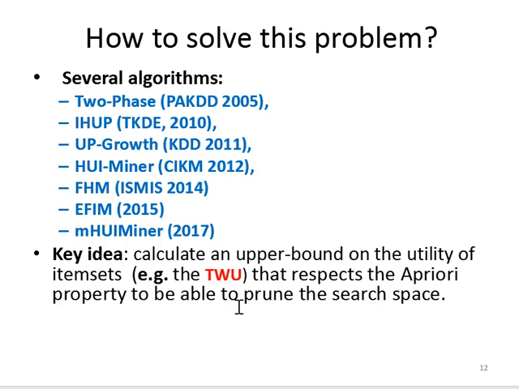reduce the search. Here I will not explain the details about the upper bound because these upper bounds have been proposed in the previous paper. In this paper I will talk about, we extend the FHM algorithm actually. So we use the same upper bound, but we will add also some other things that I will explain.